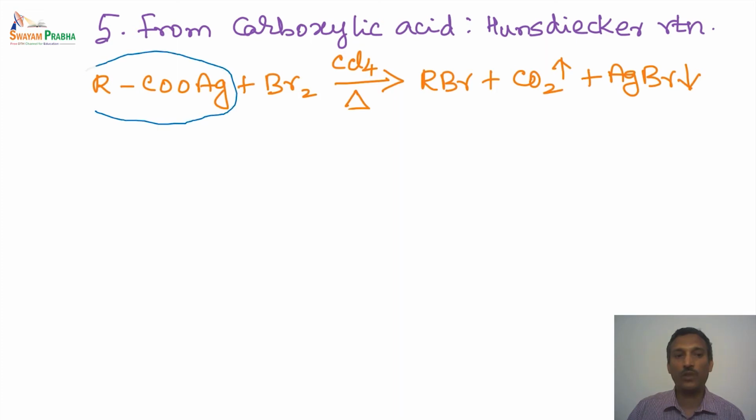The silver salt of the carboxylic acid is treated with bromine in the presence of a solvent, here carbon tetrachloride, and the reaction is heated to give the alkyl bromide. Carbon dioxide is liberated in this reaction and silver bromide is precipitated. So this is the overall reaction. The silver salt of a carboxylic acid is converted into an alkyl bromide in a single step.